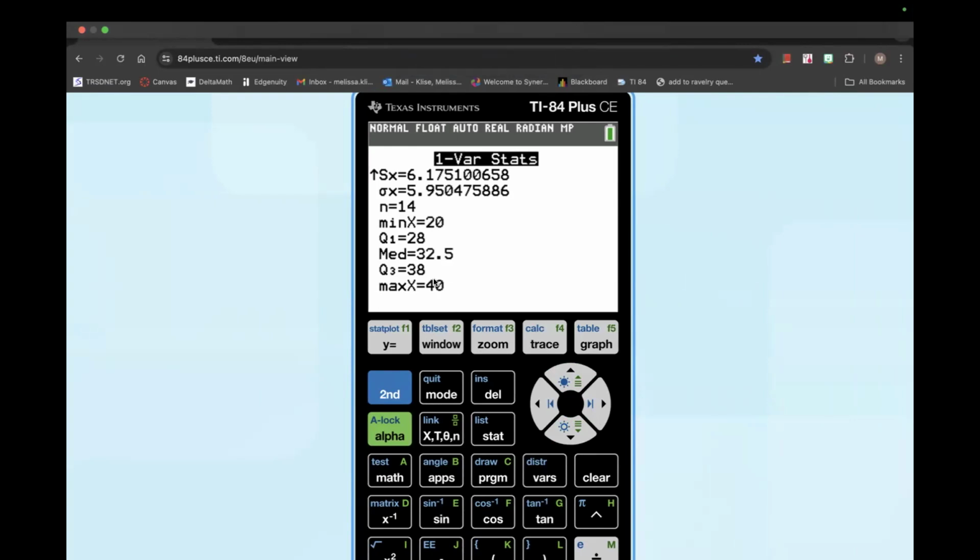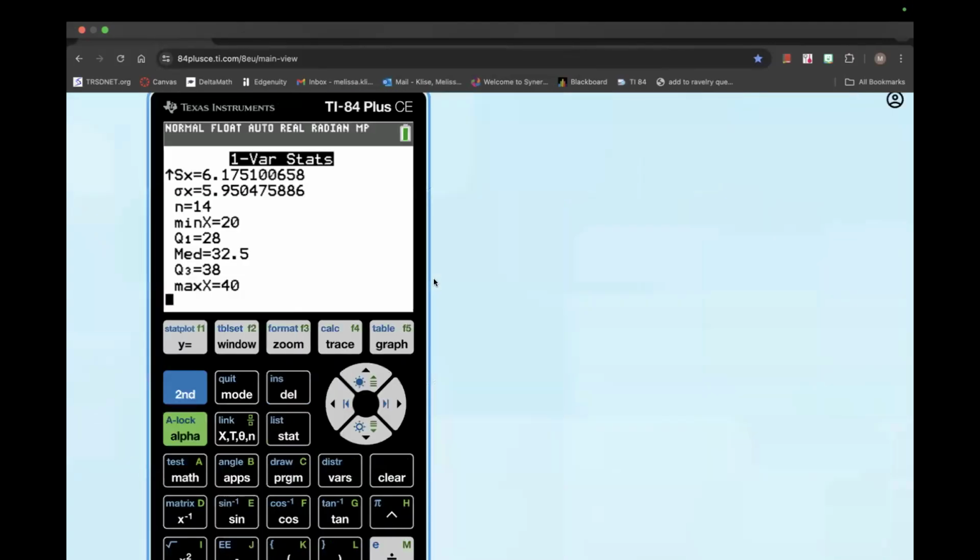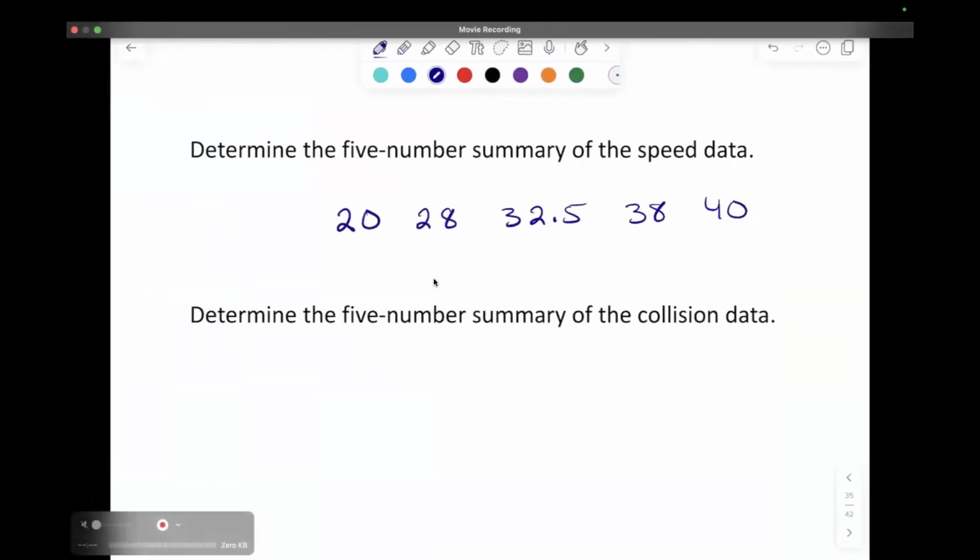So 20 was my lowest. Q1 was 28. The median was 32.5. Q3 is 38. And then my maximum is 40. So you just write it like that. You don't even have to label them.